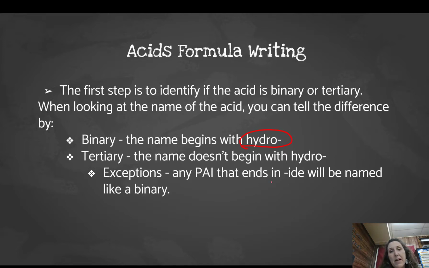Any polyatomic ion that ends in IDE, there's not very many. Hydroxide is one, cyanide is one. So I'll just write this: hydroxide, cyanide. And that's pretty much all that's on your polyatomic ion sheet. They're going to sound like a binary even though they're a polyatomic ion. So just keep an eye out for those. Hydroxide is OH and cyanide is CN.